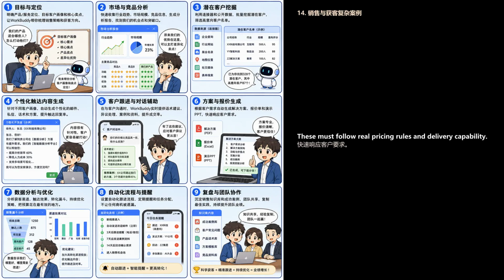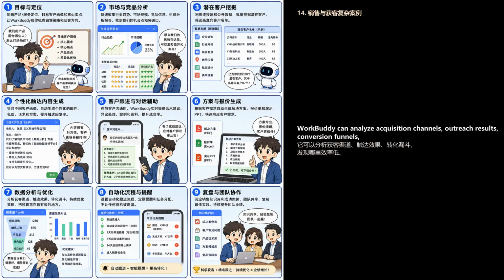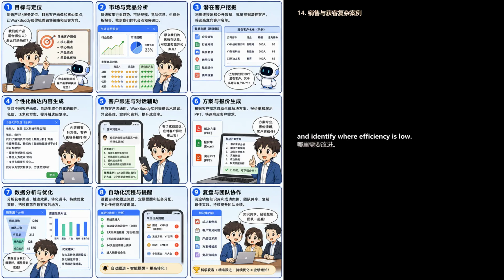The seventh step is data analysis and optimization. WorkBuddy can analyze acquisition channels, reach results, conversion funnels, and identify where efficiency is low. Metrics include total leads, contacted customers, replies, interested customers, deals, and channel comparison.